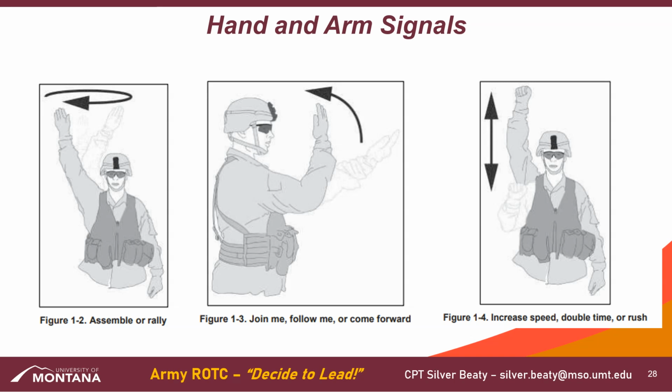Now we're just going to finish off here with some of the basic hand and arm signals that you'll likely see. You've got there on the left, assemble or rally. Again, as I said at the beginning of the lesson, your university might have a different SOP. They might use different hand and arm signals for the captions there on the bottom. Make sure that you're following what your university does. But these are the basic ones that you would find in any likely Ranger handbook or some sort of basic Army hand and arm signal lesson.